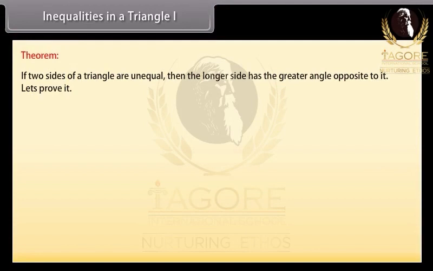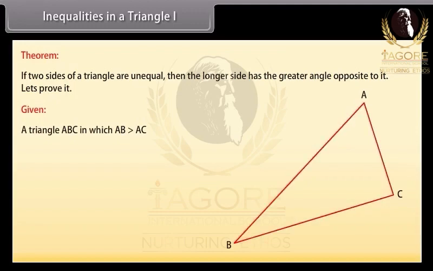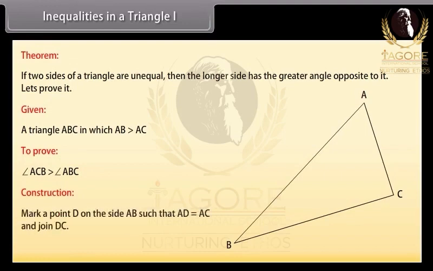Let's prove it. Given is a triangle ABC in which AB is greater than AC. We have to prove that angle ACB is greater than angle ABC. Construction: mark a point D on the side AB such that AD is equal to AC and join DC.